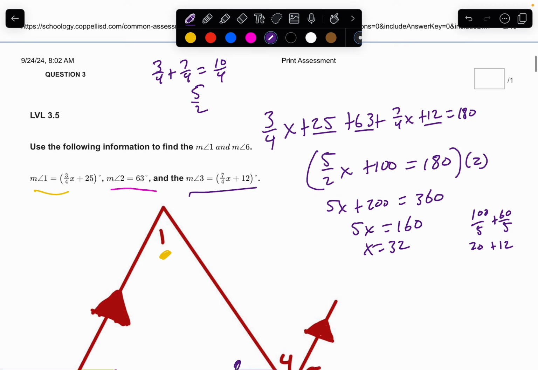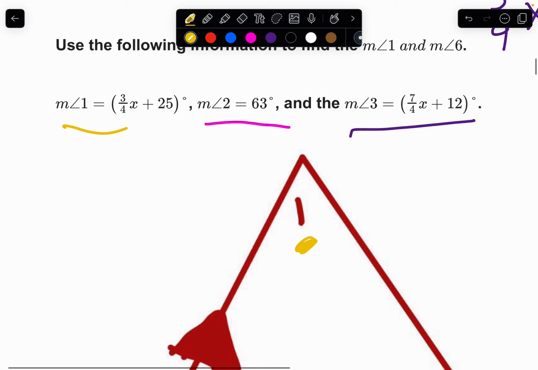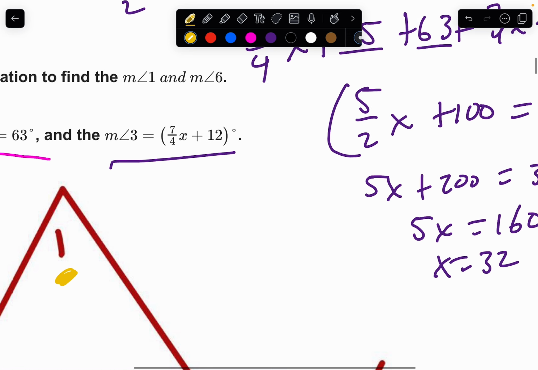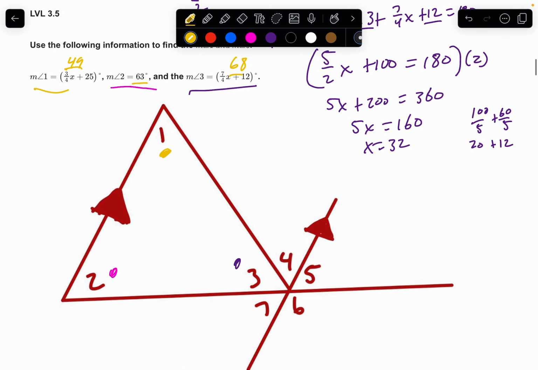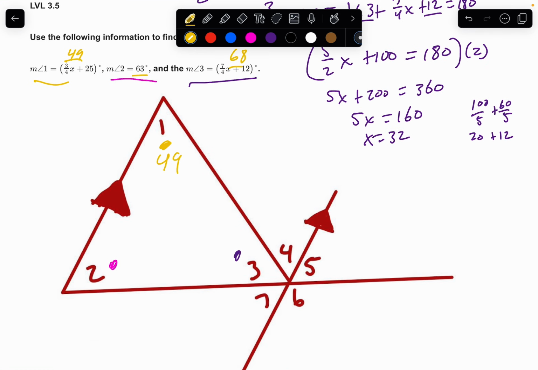We can go ahead and plug that in. Let's just get some actual values here real quick. 32, when you plug it in here, divided by 4 would be 8. Times 3 is 24 plus 25 is 49. This is obviously 63. And then over here, 32 divided by 4 is 8. Times 7 is 56. Plus 12 is 68. So just a real quick check. 49 plus 63 plus 68. I'm just typing it in my calculator just to make sure that I got the correct numbers. I added these 3 numbers up, and that is 180. So I'm feeling real good about that. So angle 1 is 49. Angle 2 is 63. And angle 3 is 68.